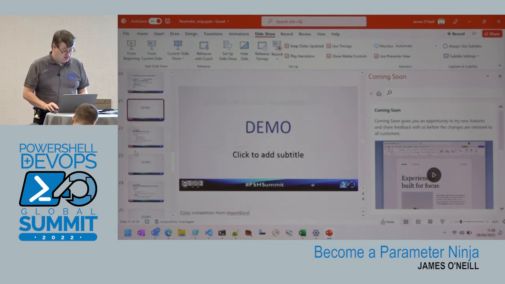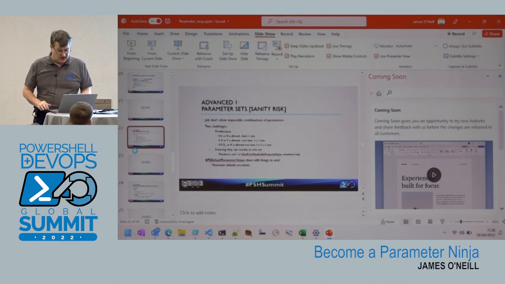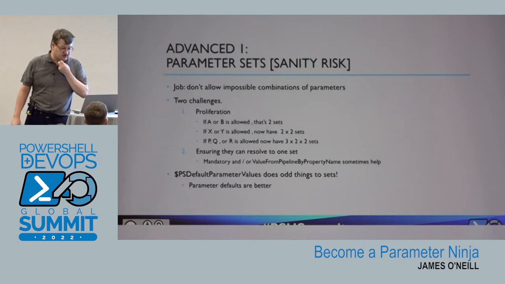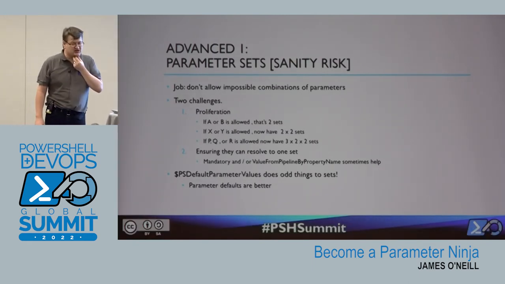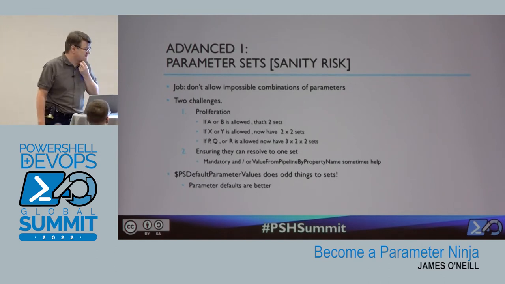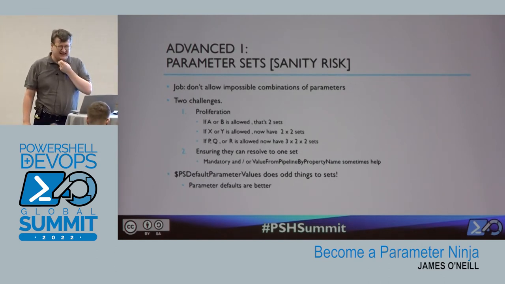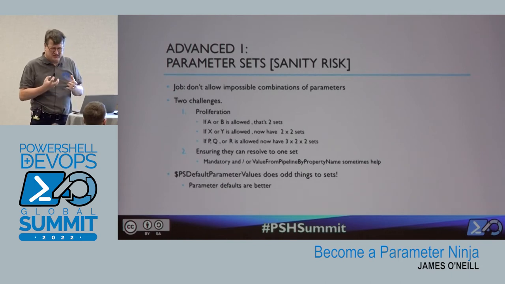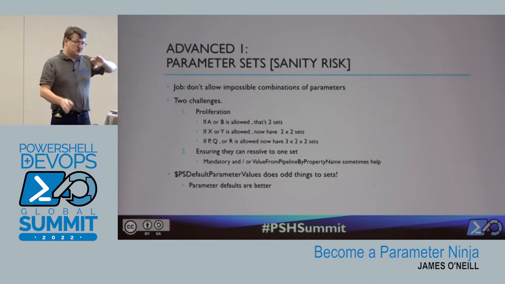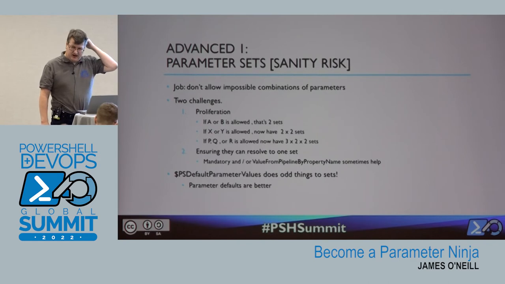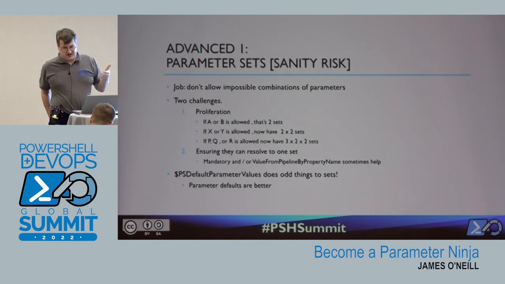So we've just done adding completers. The next one is one of the advanced options, and it comes at a small risk to your sanity. I did once do a talk called something like How I Stopped Worrying and Learned to Love Parameter Sets. Parameter sets, I have to say, are one of the things that I just don't like doing, even when they're necessary. The function of a parameter set, and we saw it on that piece of code I showed earlier, is to prevent impossible combinations of parameters being entered.